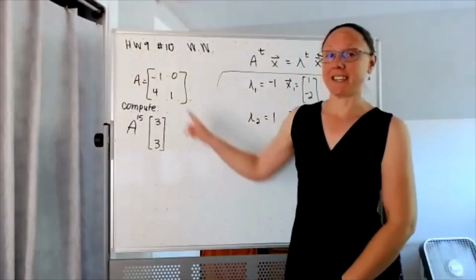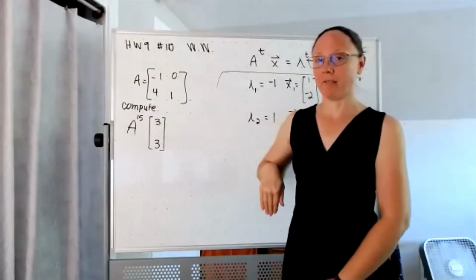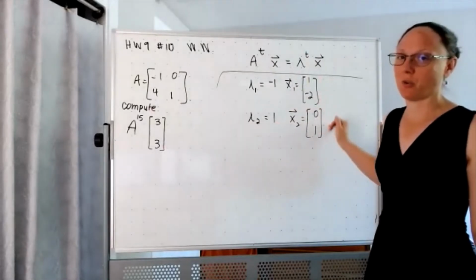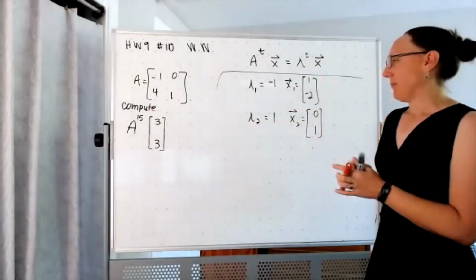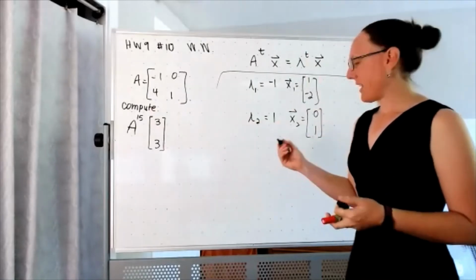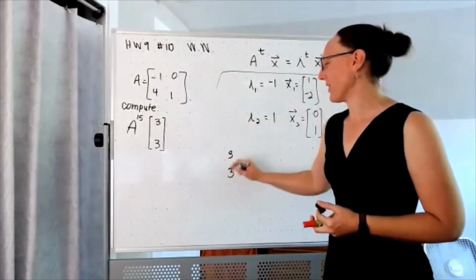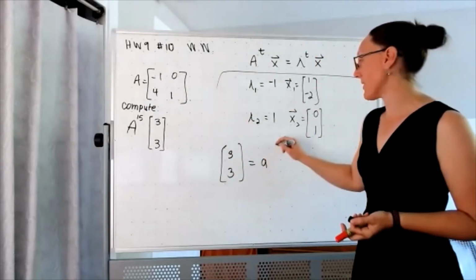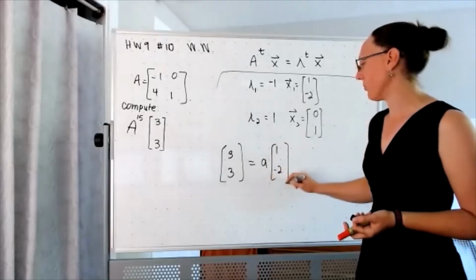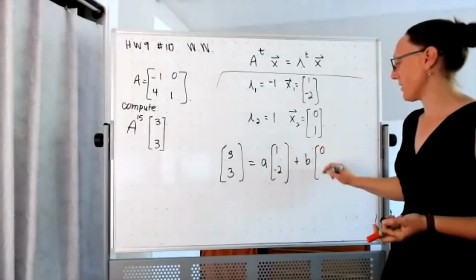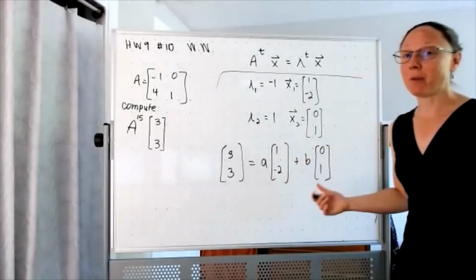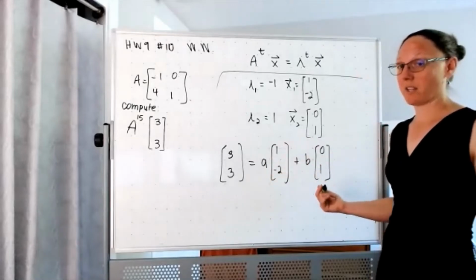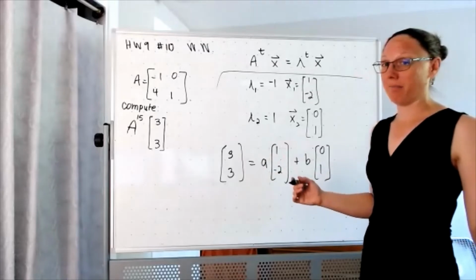So the idea here is that I want to be able to take this vector 3, 3 and write it as a linear combination of these other two eigenvectors. This is a skill that we might need in 17C, which really is the other reason that I prefer to do it this way. But that means I'm looking to write 3, 3 as some constant times the vector 1, negative 2, plus some other constant times the vector 0, 1. Now you might be really good at doing this in your head. I'm going to go ahead and write out what that looks like. It shouldn't be too bad.